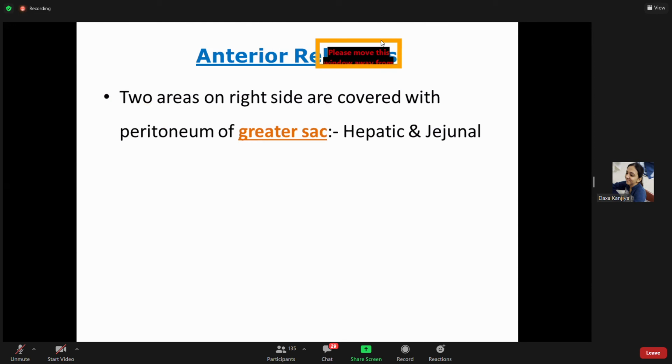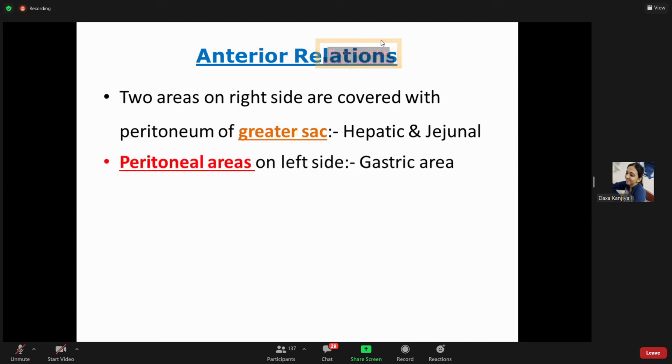So on the right side, two areas are covered with the peritoneum of greater sac. These are the hepatic area and area for the small intestine, that is jejunal area. On the left side, there are three peritoneal areas. Area covered by the stomach, spleen and jejunum.